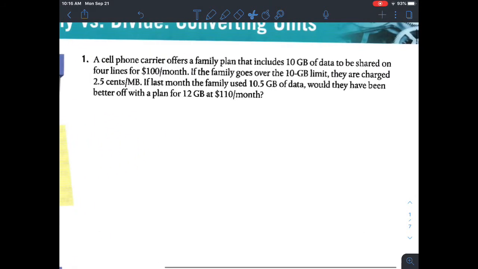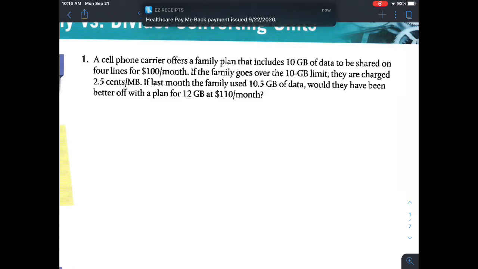So for this first one, a cell phone carrier offers a family plan that includes 10 gigabytes of data to be shared on 4 lines for $100 a month. If the family goes over the 10 gigabyte limit, they are charged 2.5 cents per megabyte. If last month the family used 10.5 gigabytes of data, would they have been better off with a plan for 12 gigabytes for $110 a month? So in this, we are either going with a 10 gigabyte plan or a 12 gigabyte plan.